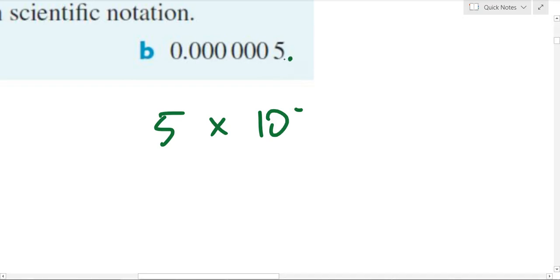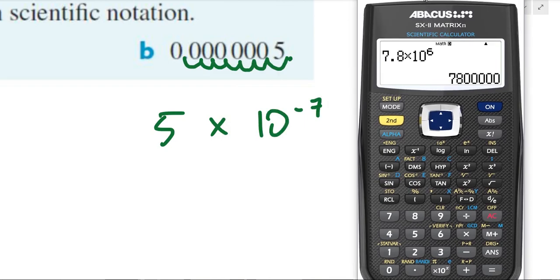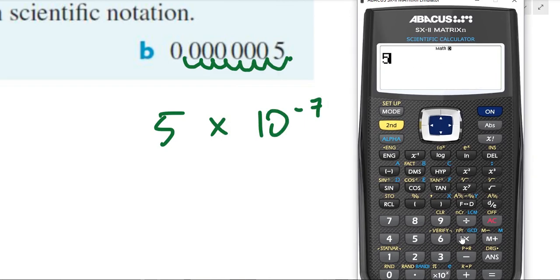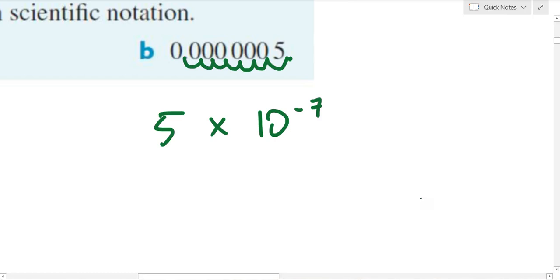So if I move my decimal point here, let's count it: 1, 2, 3, 4, 5, 6, 7. So it's 10 to the power of -7. So that's the scientific form or standard notation of this number: 5 times 10 to the power of negative 7. And if I do that on my calculator, 5 times 10 to the power of negative 7 should be 0.0000005.